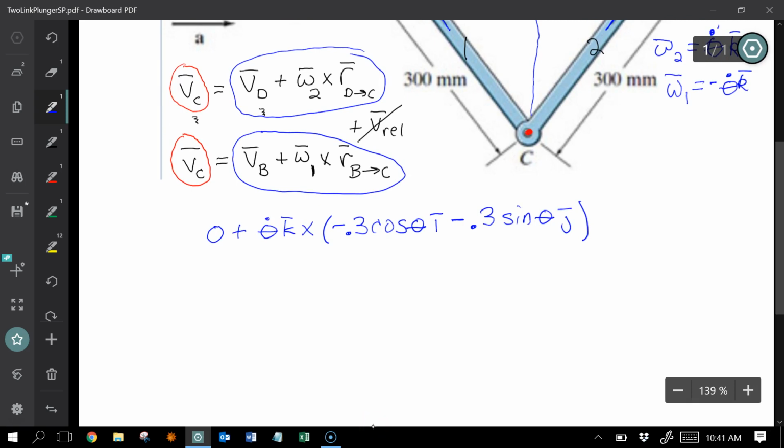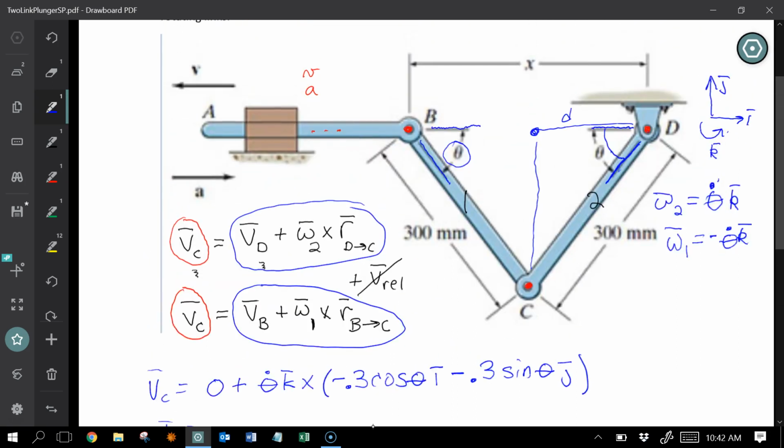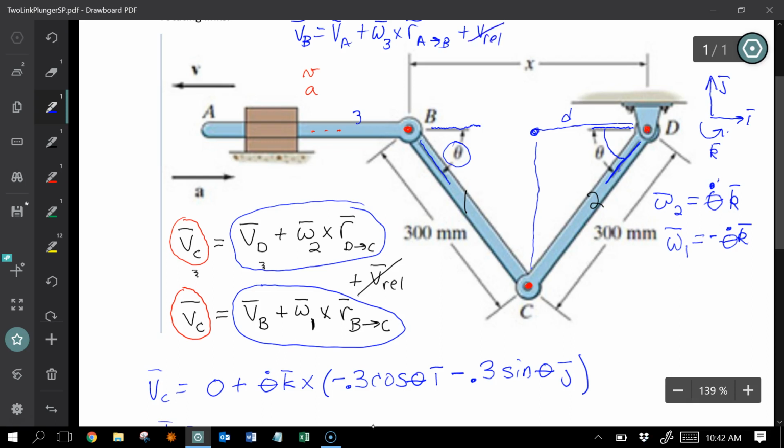The next one, this is velocity of C, right? Velocity of C equals velocity of B. Okay, B is on the non-rotating bar. If a link is not rotating, all of the velocities and accelerations are the same. For example, you could say the velocity of B is equal to the velocity of A plus omega, call this body 3, omega of body 3 cross R from A to B. The rel terms are equal to 0 because A and B are not getting further apart.